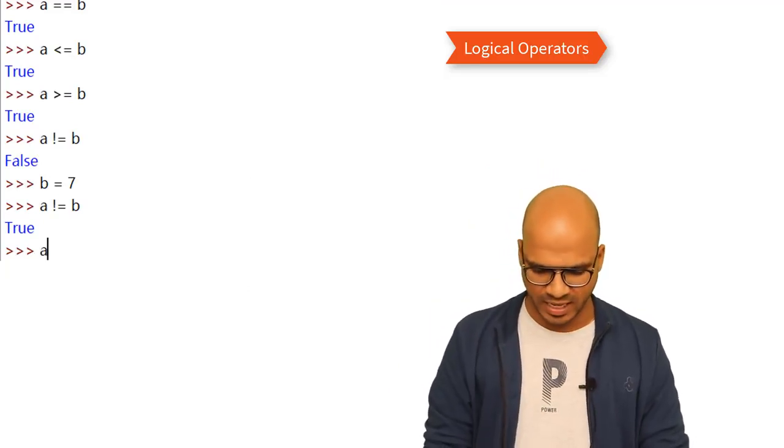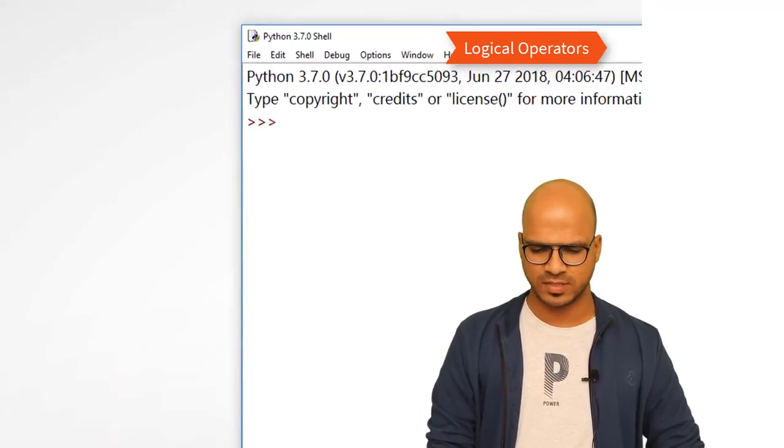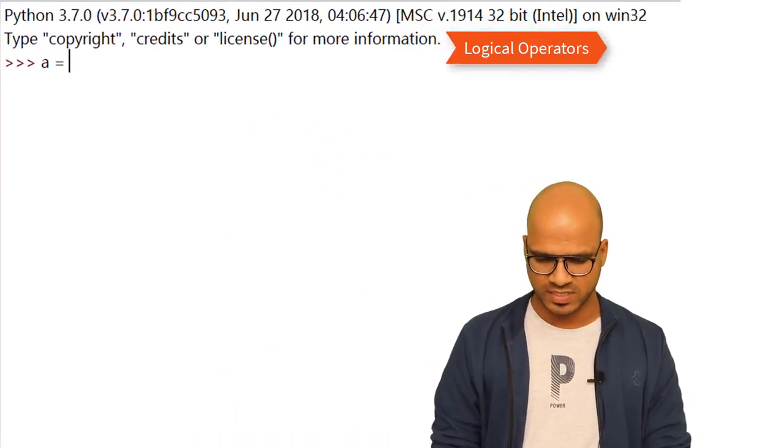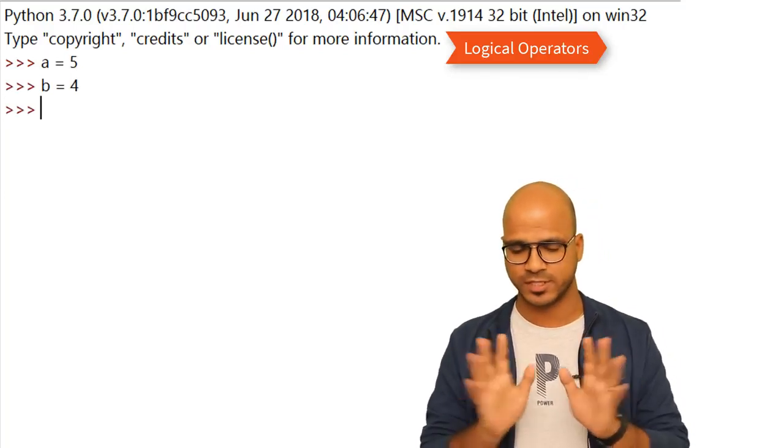We can say, let me just clean this shell once. So let's again start with variables. Here we've got two variables. We'll say A is equal to 5 and B is equal to, let's say, 4. We've got two variables, okay?